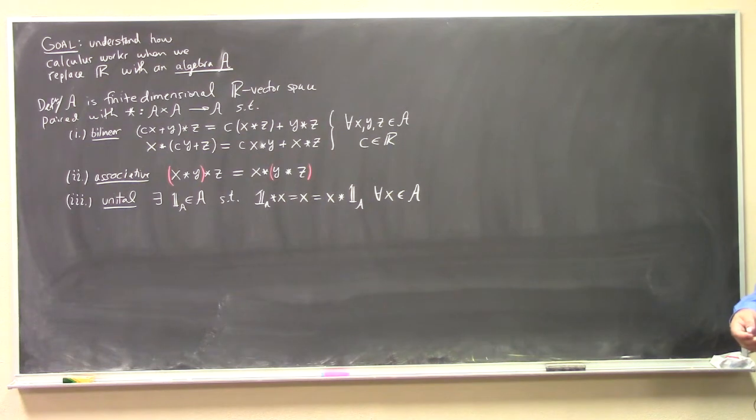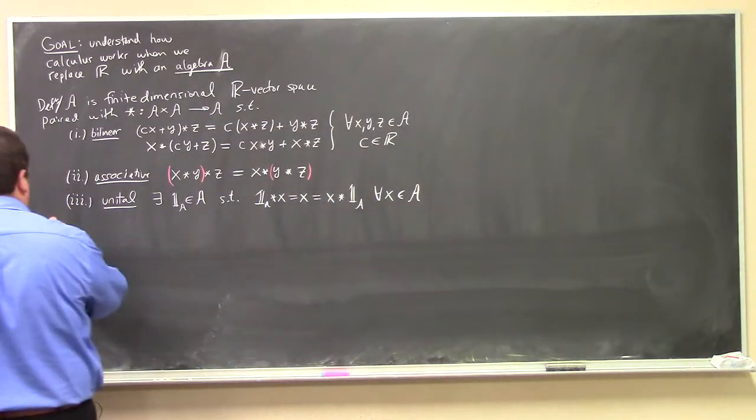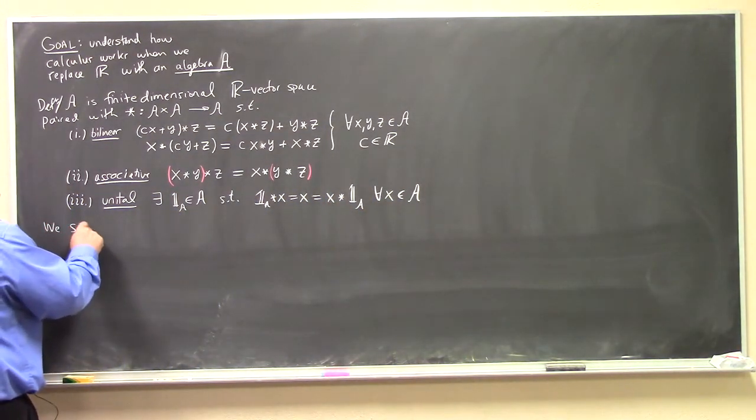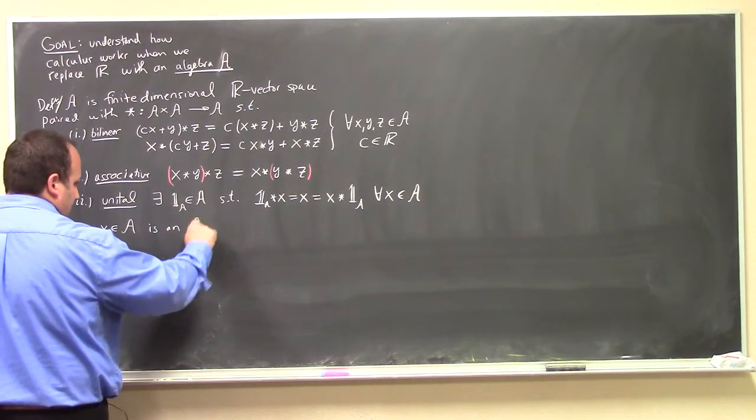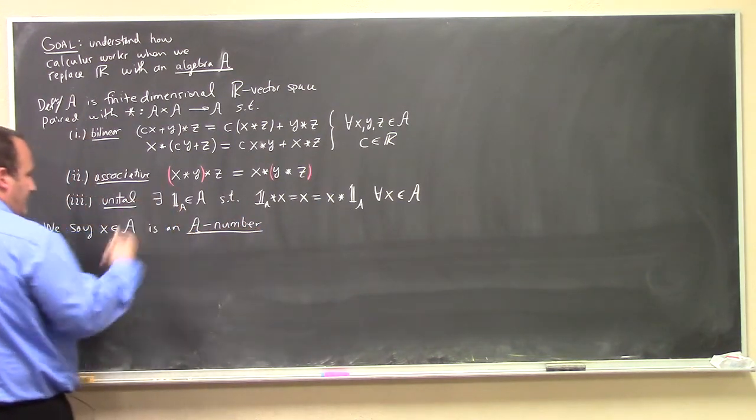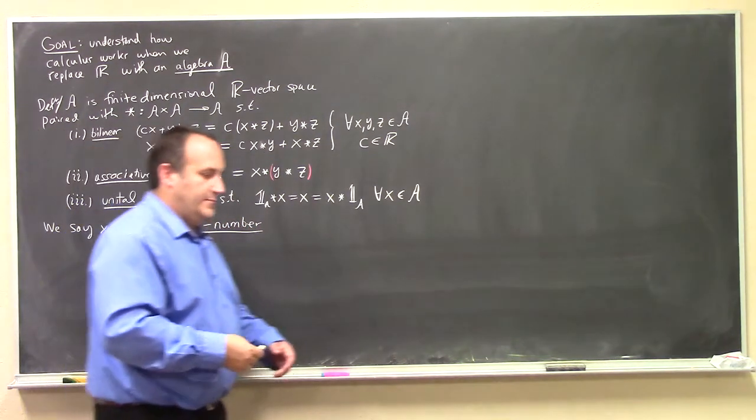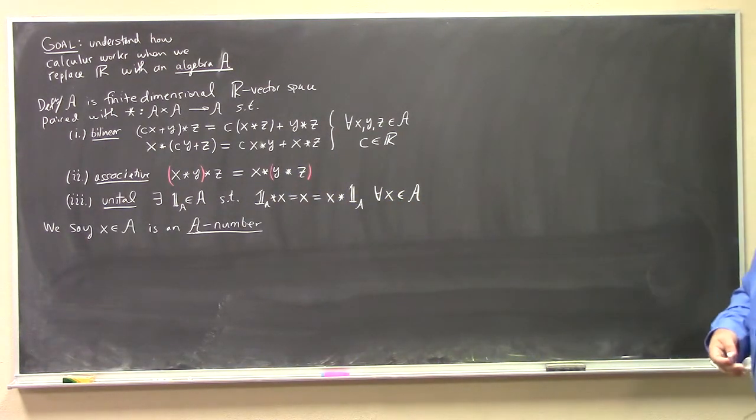Now, furthermore, we say x, an element of A, is an A number. We think of the elements of the algebra as numbers because, after all, they're generalizing the real numbers.